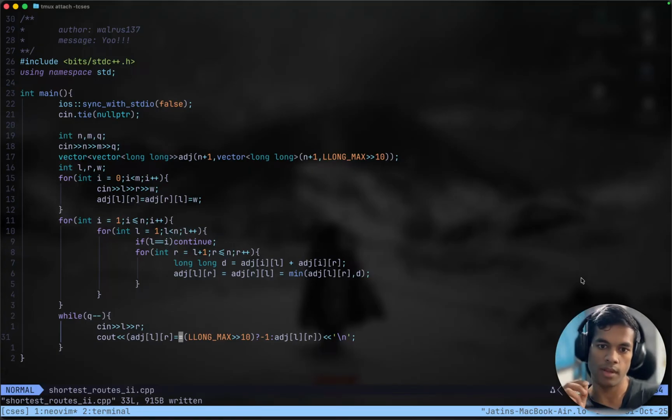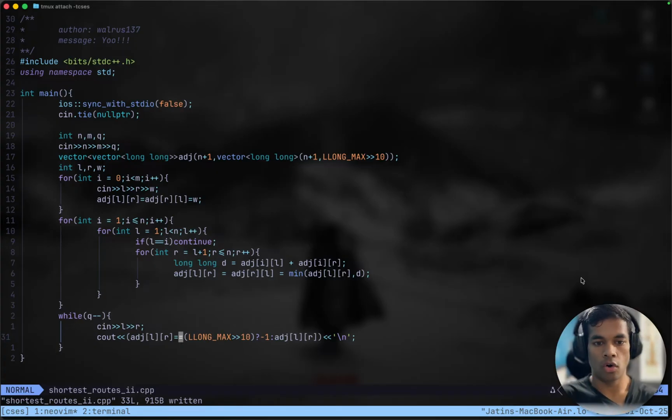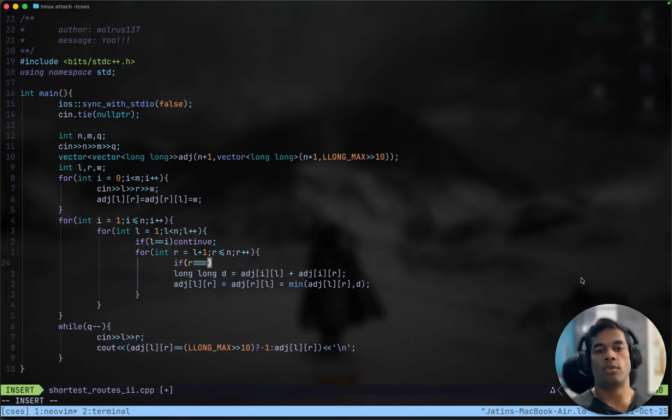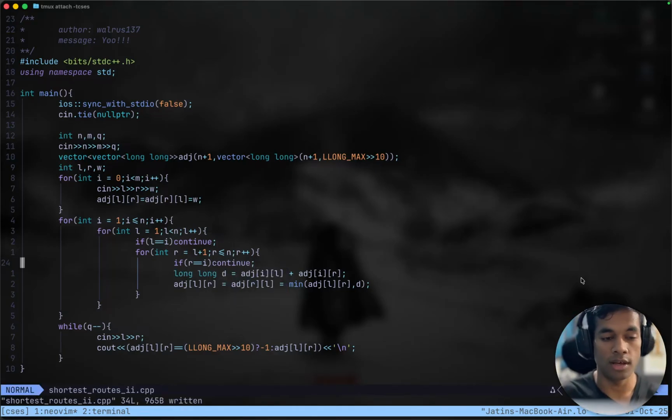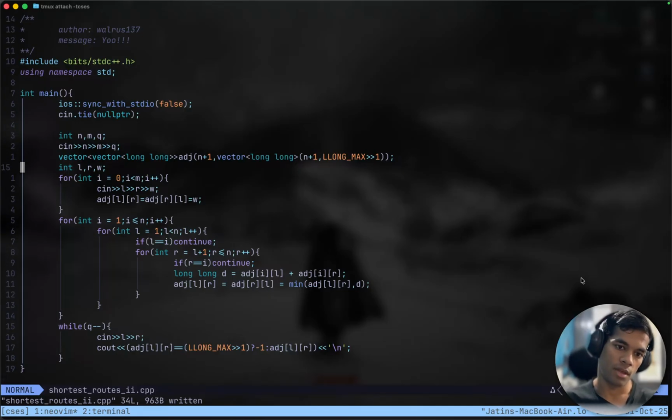Minimum. We are taking the minimum. L R W. Long D equals this new distance. Since I is at, if R equals I, then continue. That was an obvious mistake, and we can also change this back to 18. If L equals R, if L equals I, then continue, or if R equals I, then also continue.